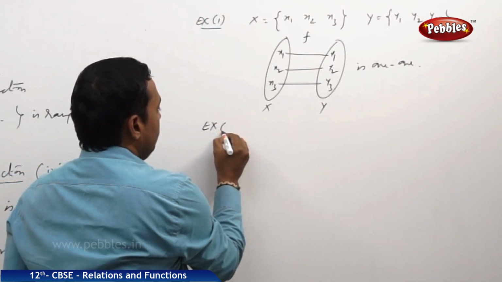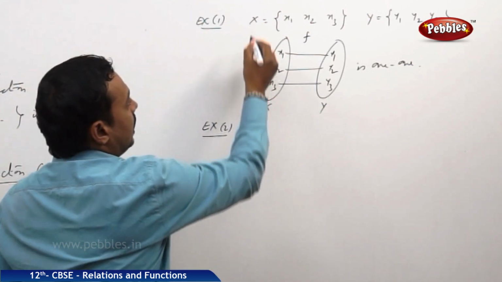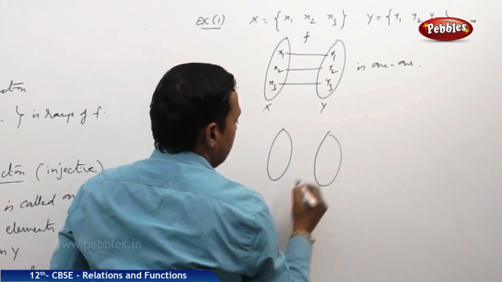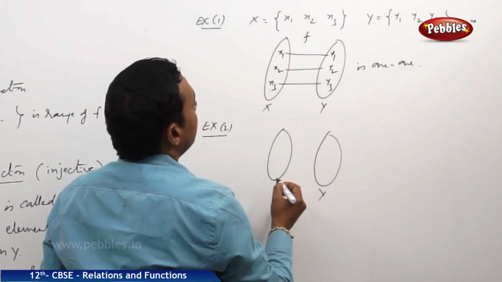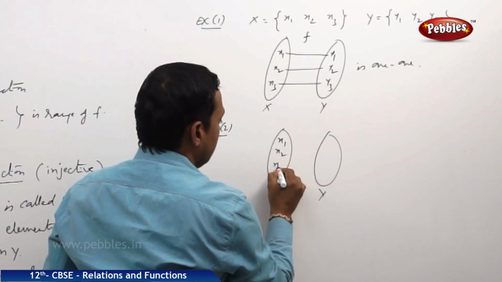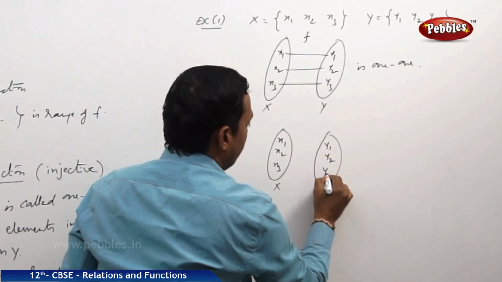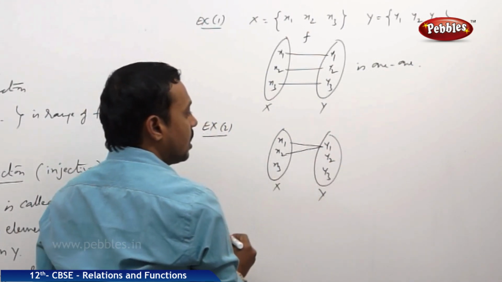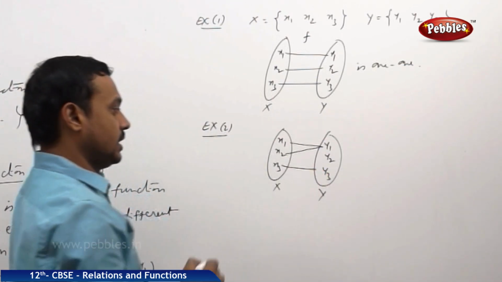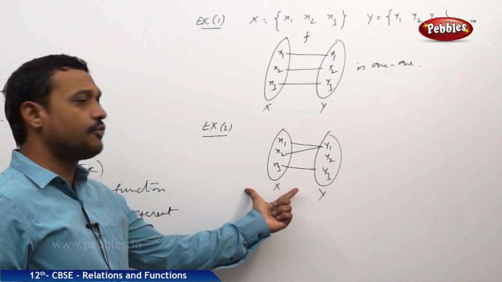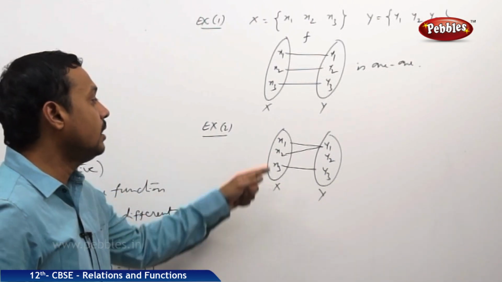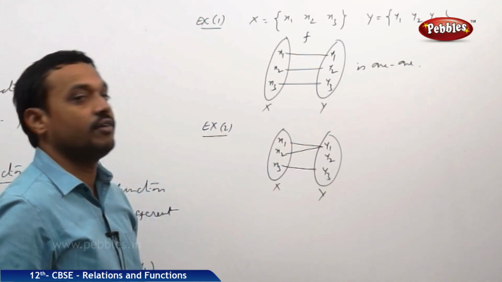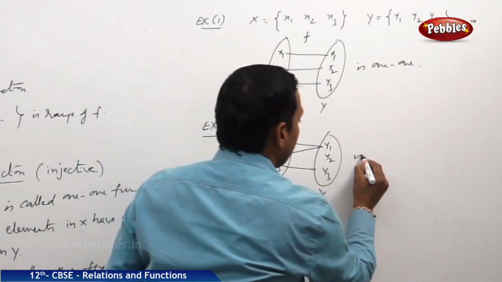And one more example. Suppose under the same sets x and y, let us define one more function like this: x1 and x2 both map to y1 and x3 maps to y3. Now see, of course it is a function, but not 1-1. Why? Here two different elements x1, x2 have the same image y1, so it is not a 1-1 function.